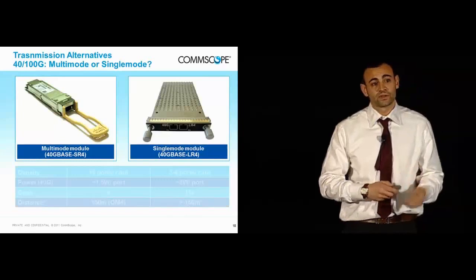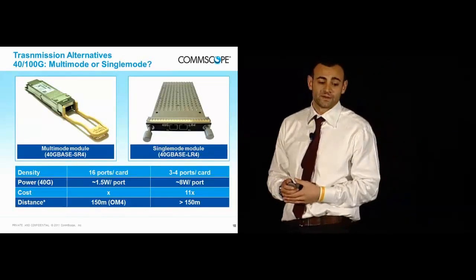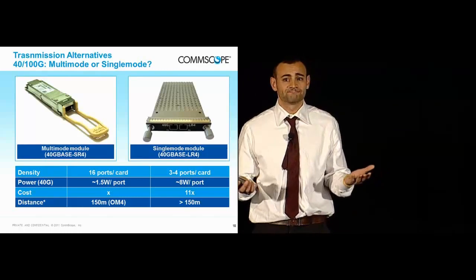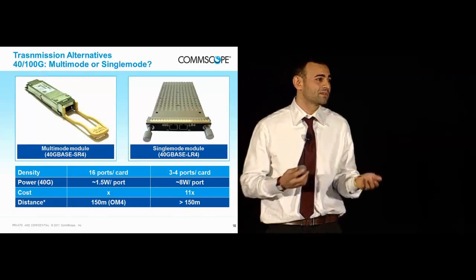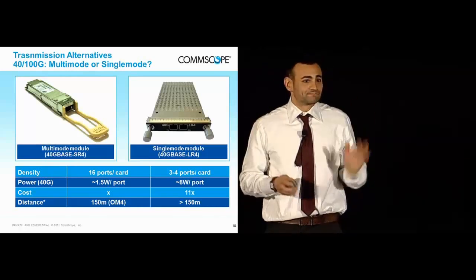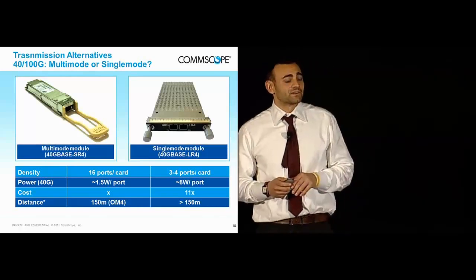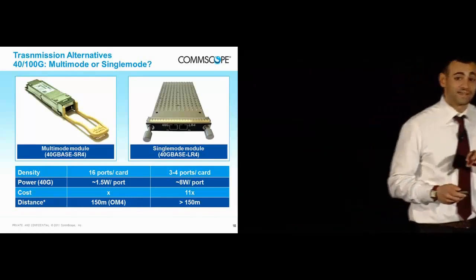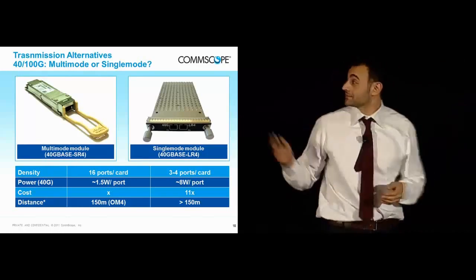So now we'll start talking about these transmission alternatives, right? Multi-mode or single mode. And people say, well, what's the difference in cost, multi-mode and single mode? I don't really care, right? Whatever the optics are, right? As we can see here, there's a major difference at 40 gig between multi-mode and single mode.